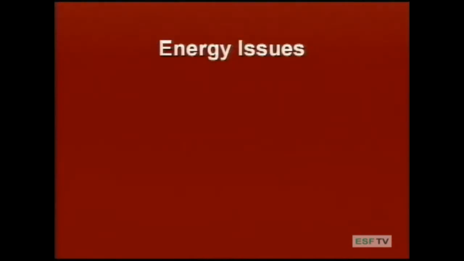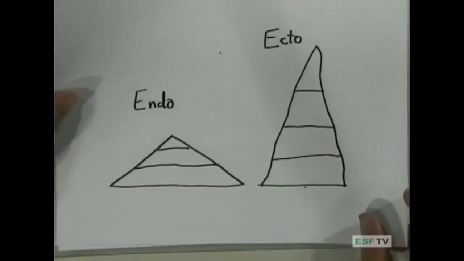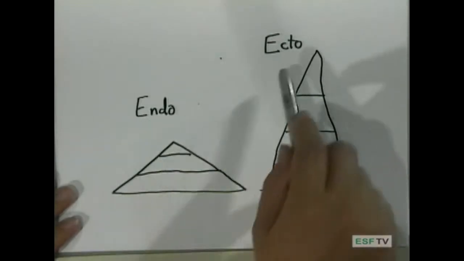Now, let me talk about a few energy issues. One is ectotherms versus endotherms. So cold-blooded organisms versus warm-blooded organisms. How might an ecosystem differ when it comes to energy flow? Let's go back to the document camera here. I've got two little drawings of what might happen if you had an ecosystem that was dominated by endotherms, right here, versus ectotherms.